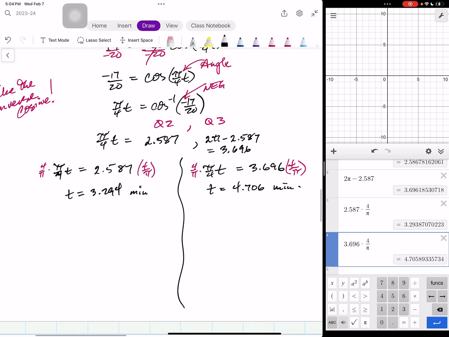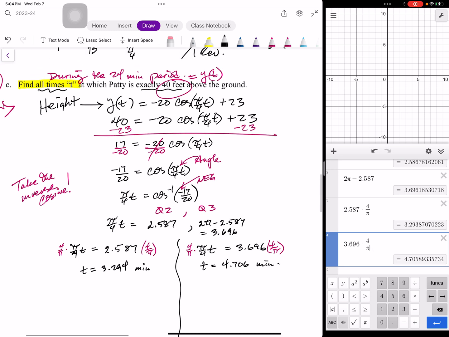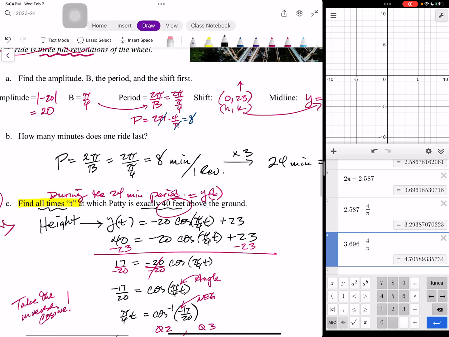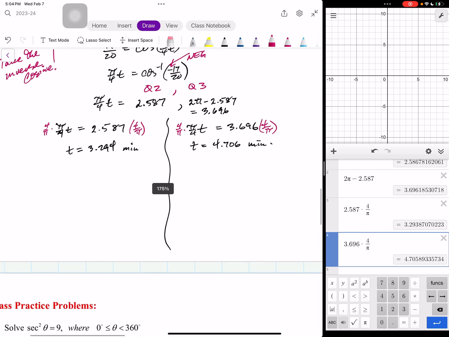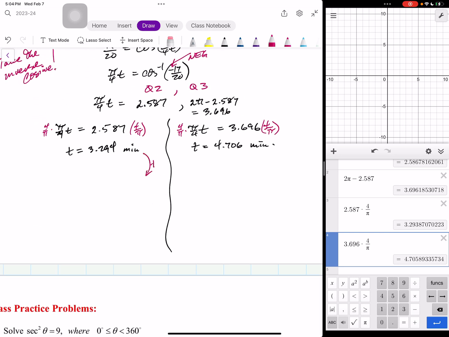And then we have to figure out all times. So take a look at this. We have to figure out all times t which Patty hits 40 feet off the ground, because this thing rotates 3 times. What's the period length? We go back up to the very top here. The period length is 8 minutes per 1 revolution. That is the key right here. And as you know, periodic functions repeat if you add multiples of the period. So we're going to keep adding 8 minutes until we get out of the 24-minute range, because the ride's only 24 minutes long.